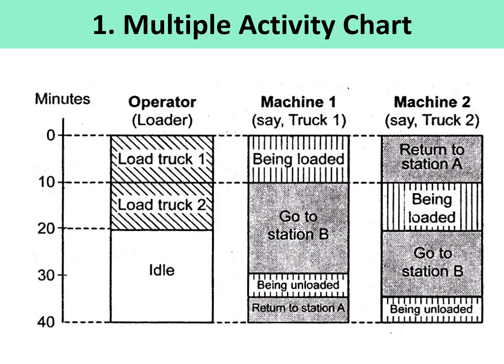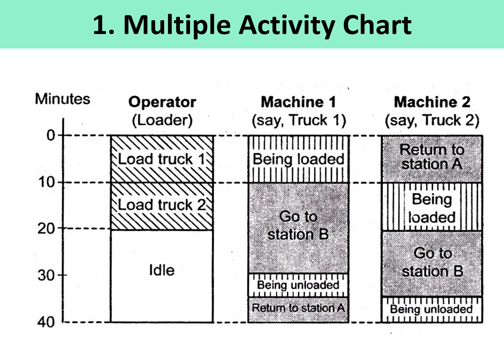And coming to the multiple activity chart, here we have one diagram having the y-axis as minutes and the x-axis as operator, machine 1 and machine 2. The operator activities, machine 1 activities and machine 2 activities are separately shaded by hatching lines and pencil hatches. And the operator idle time is calculated this way. You see it starts from 0 time.